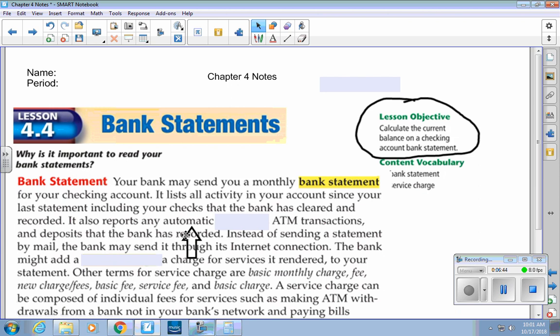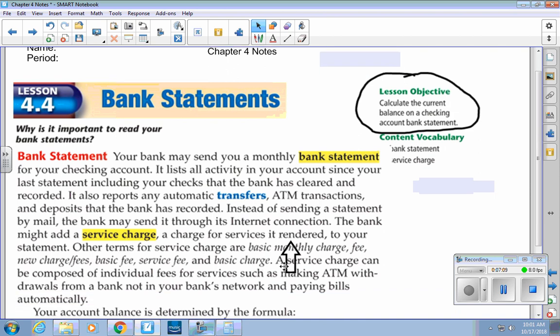It also reports any automatic transfers, ATM transactions, and deposits that the bank has recorded. Instead of sending a statement by mail, the bank may send it through its internet connection, so you may get a digital version. The bank might add a service charge, which is a charge for services rendered.